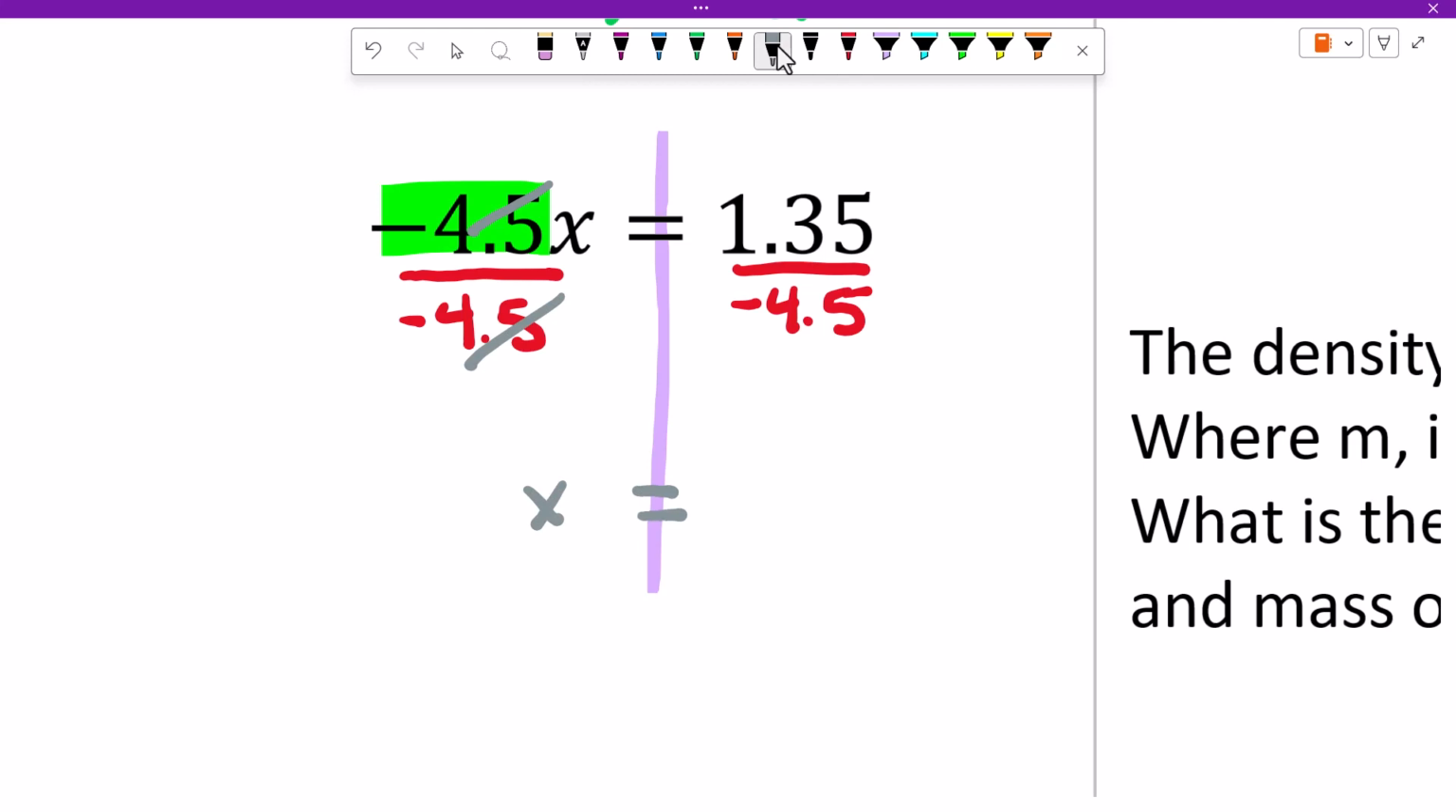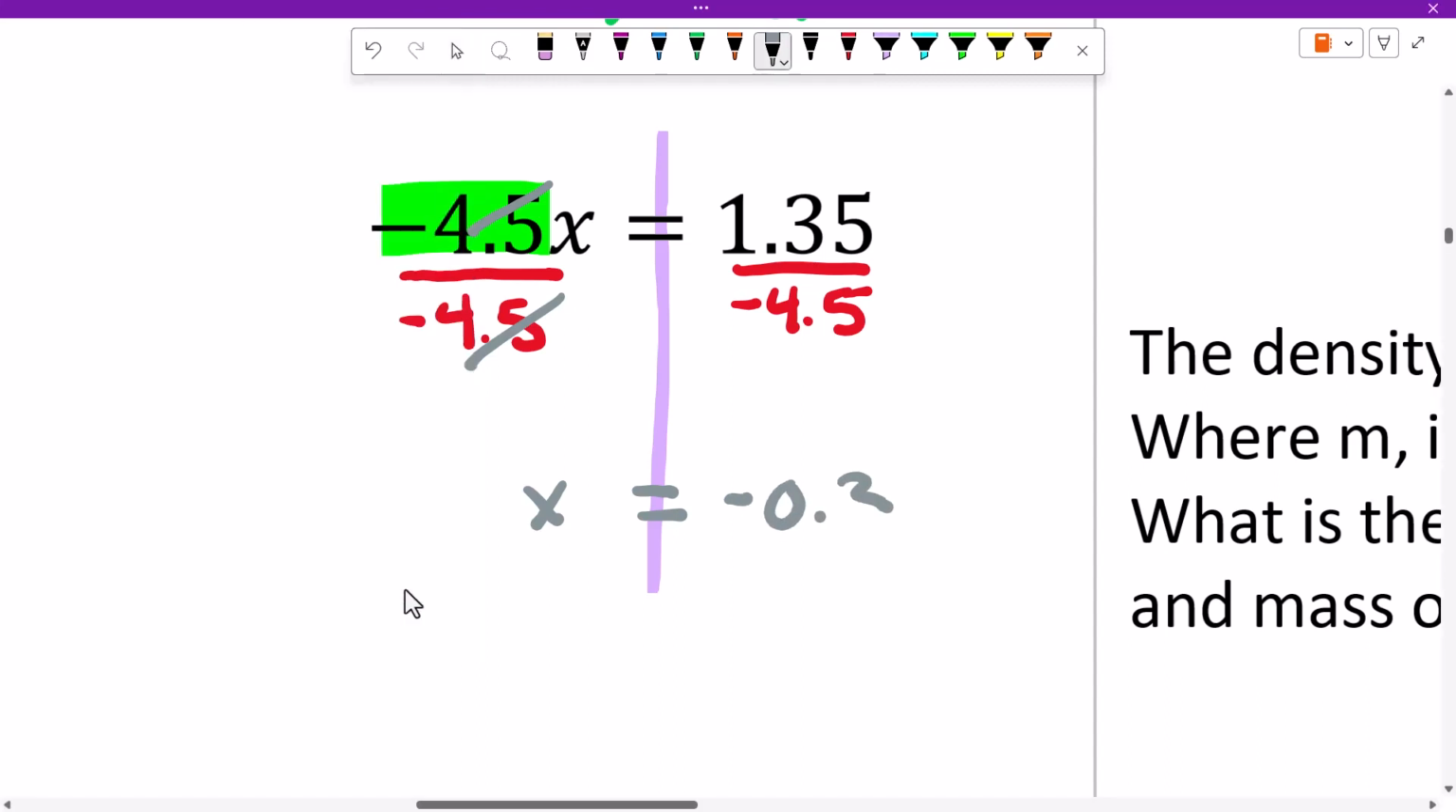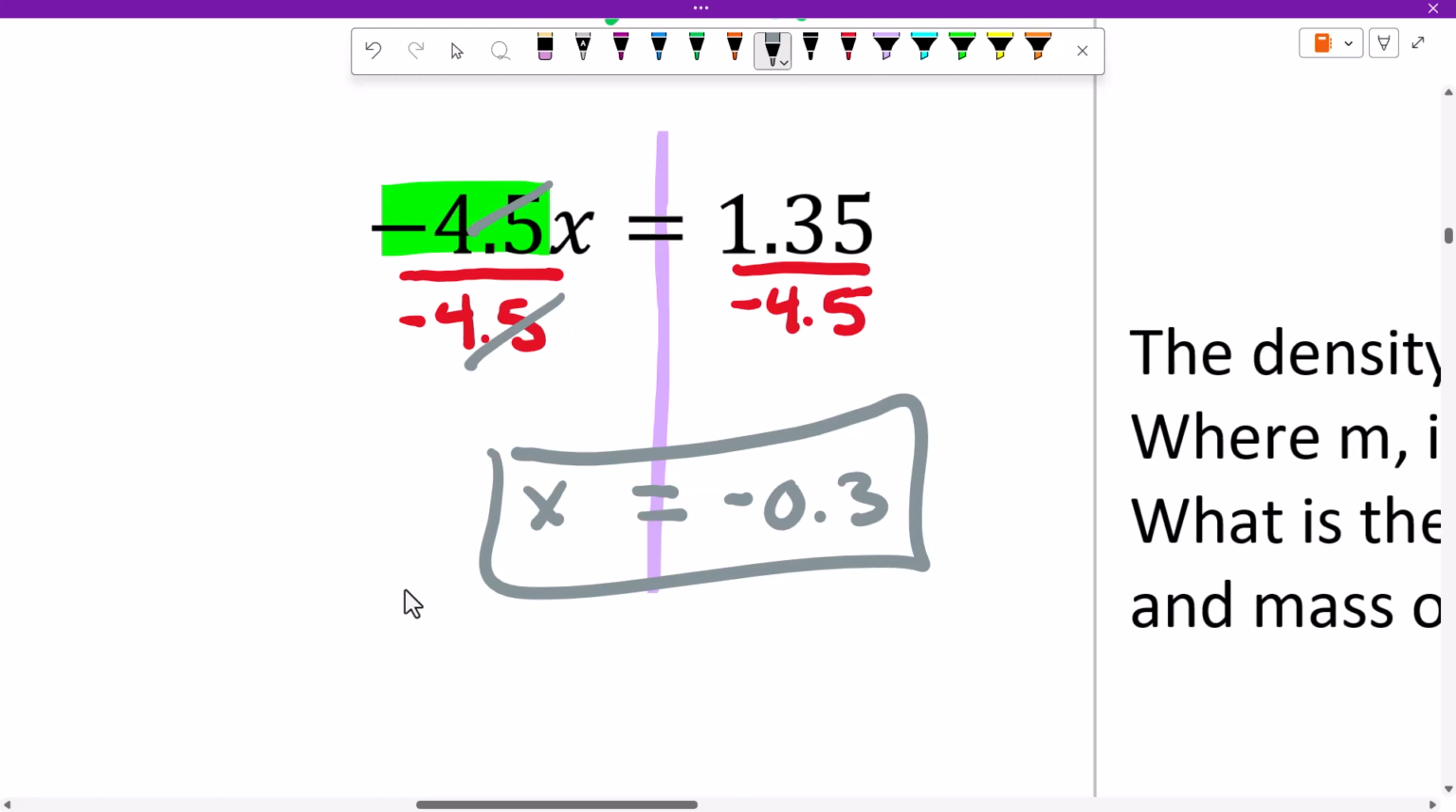As I said last day, if our numbers are round whole numbers, we leave our answer as a fraction. If we have decimals in our numbers, we grab our calculator and calculate that number out. Since this is all decimals, we calculate these numbers. So I have 1.35 divided by negative 4.5, and we get negative 0.3. That's our answer, negative 0.3. And that's it. The questions get more complicated, though.